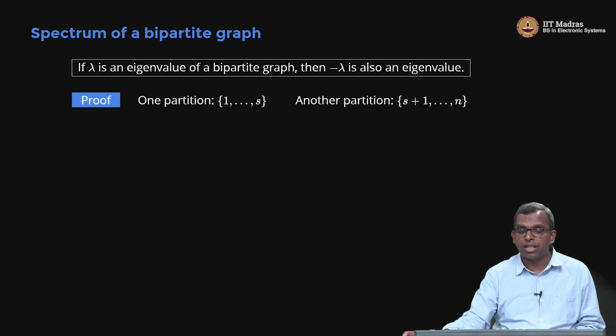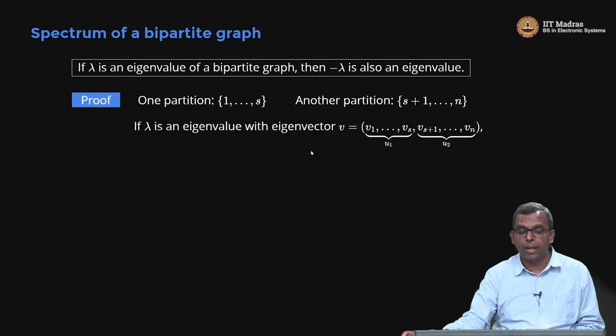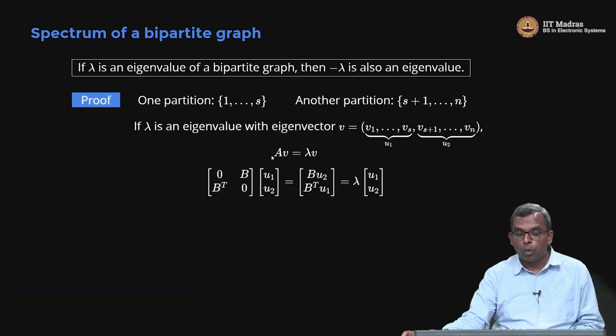Let's look at the first partition as 1 to s, and the other partition as s plus 1 to n. If lambda is an eigenvalue, the eigenvector v can be split as v1 to vs and vs plus 1 to vn. I'm going to call this u1 and this u2. Now Av equals lambda v. Now A is nothing but [0, B; B transpose, 0]. Here 0 is a big block, s cross s 0, and this is n minus s cross n minus s 0. Remember that.